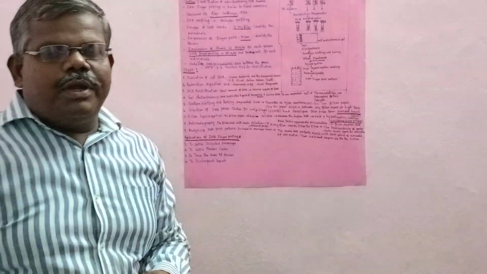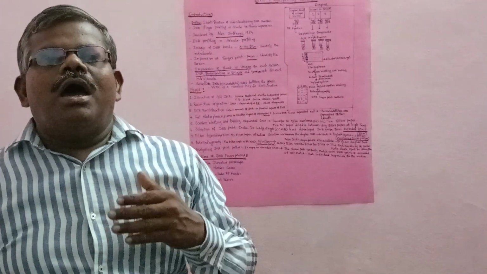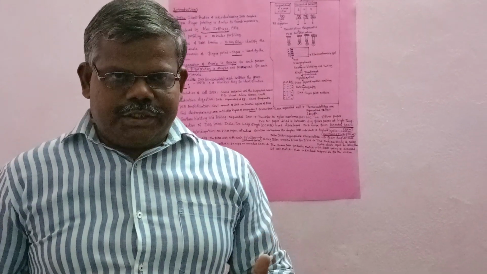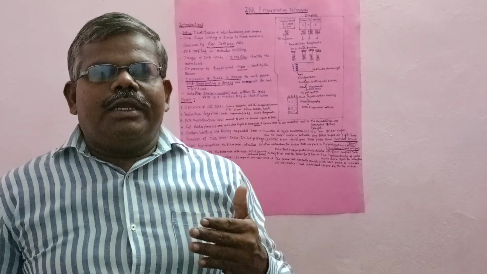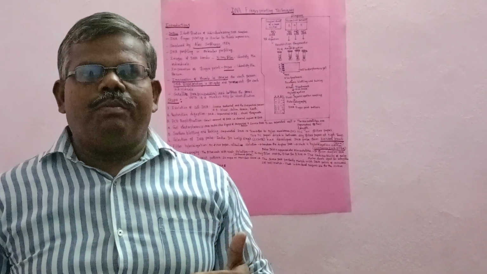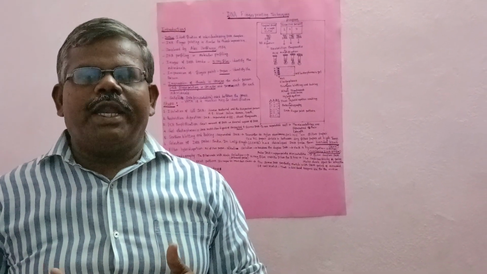In DNA fingerprinting, we use satellite DNA. Satellite DNA is otherwise called mini satellite DNA. It is nothing but the non-coding region of eukaryotic genes. It has 10 to 40 base pairs of nucleotides, and it has a high content of GC, guanine and cytosine.